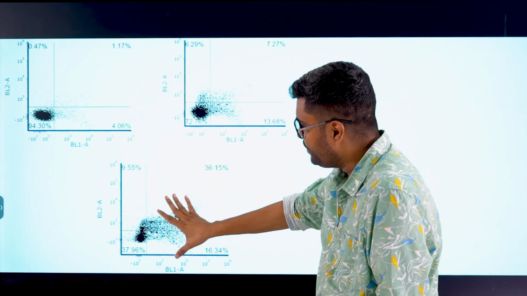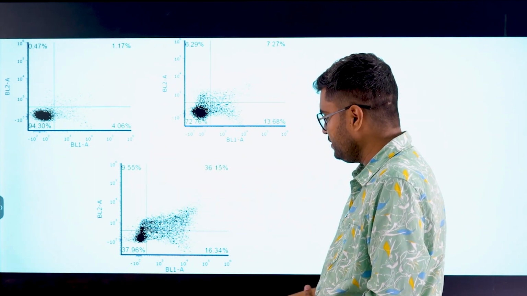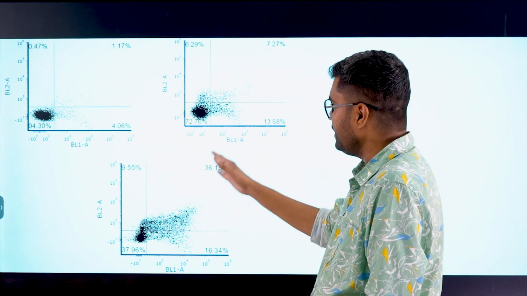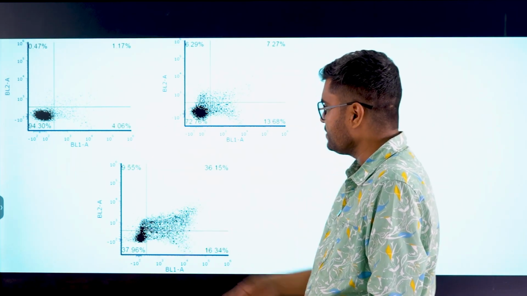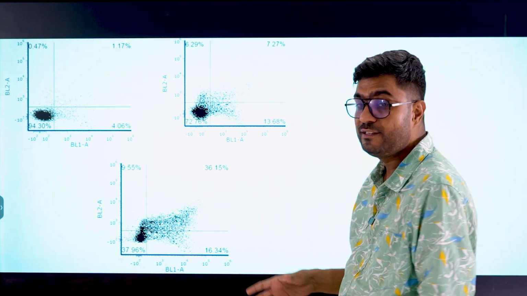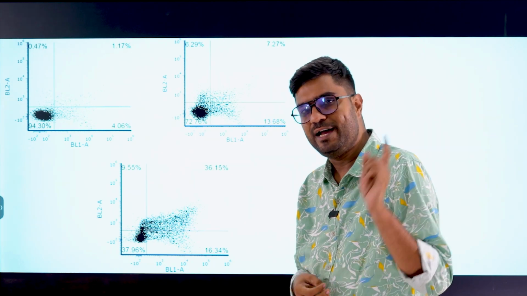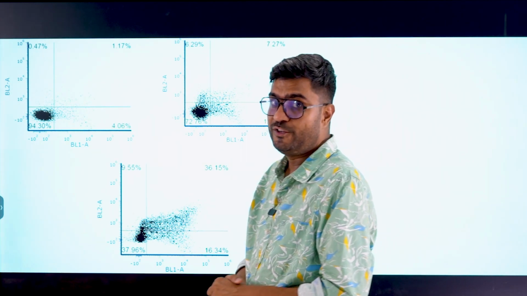And here you can see with higher concentration treatment, many of the cells are going into early apoptosis and they are dying. You can see the percentage of live cells is what? Very, very less. Analysis of apoptosis by Annexin 5 PI flow cytometry.